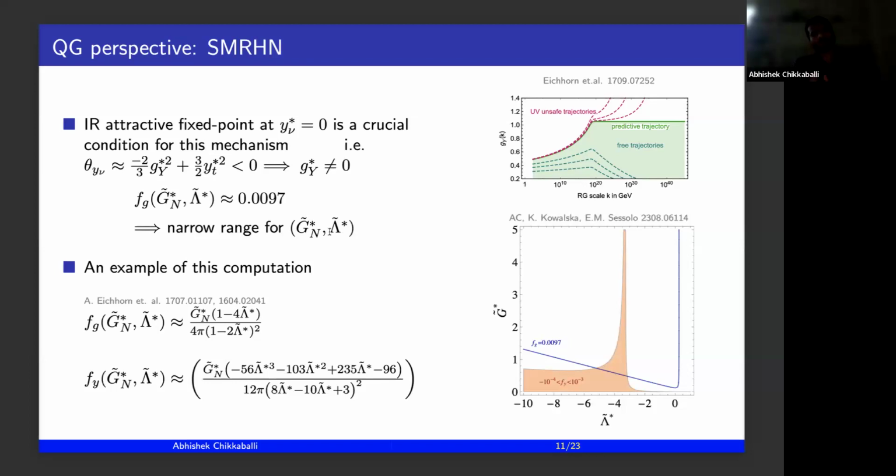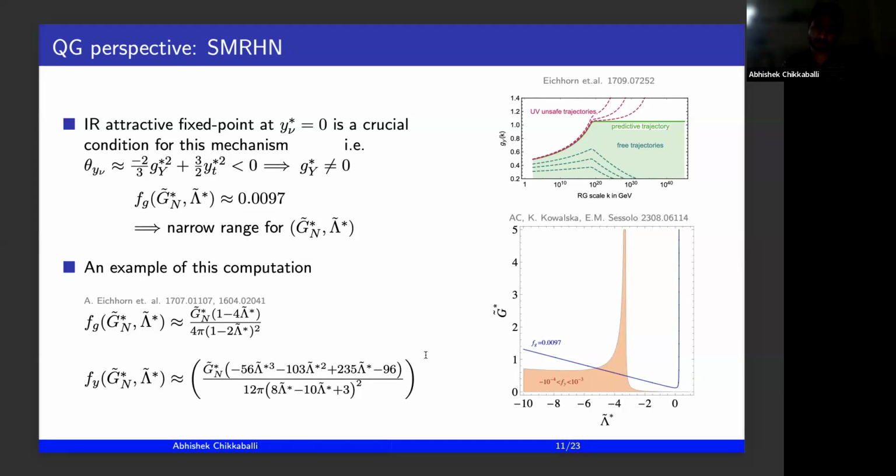So now if we consider the calculation done by Astrid and others, we find that the fixed points in the gravitational sector should lie on this thin blue line if we want Fg to be this one particular value. And we also need to match the value of the top quark, and this imposes a constraint on the value of Fy as well, which is shown here in this shaded region.